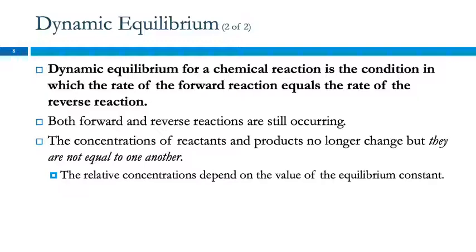The relative concentrations are going to depend on the value of that equilibrium constant. If you have a very middle equilibrium constant, like around 1, you might have equal concentrations of reactant and product. But that's because of the equilibrium constant. It's not a characteristic of a dynamic equilibrium.